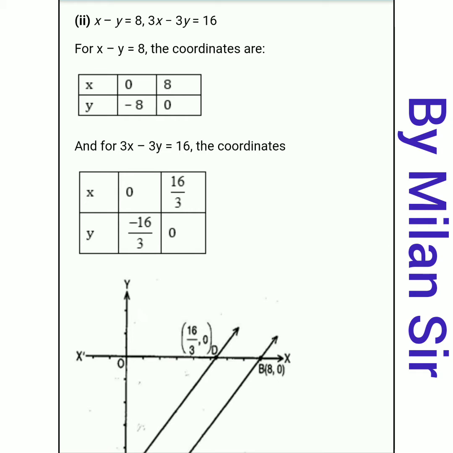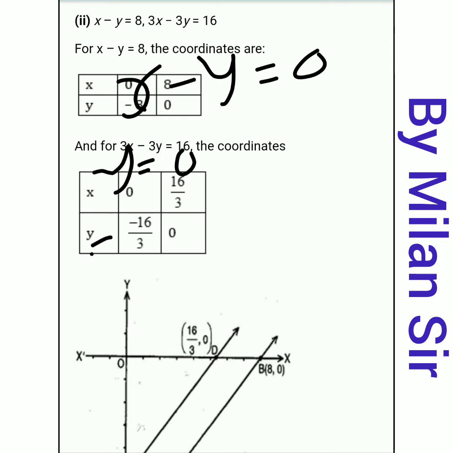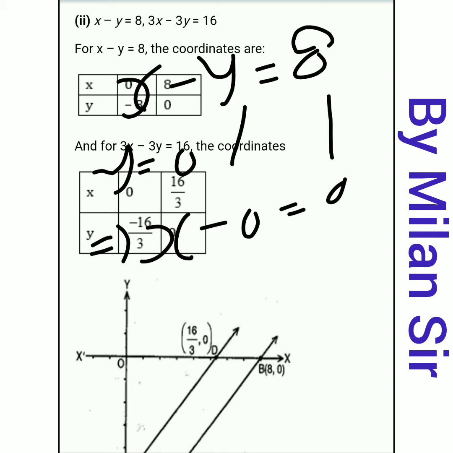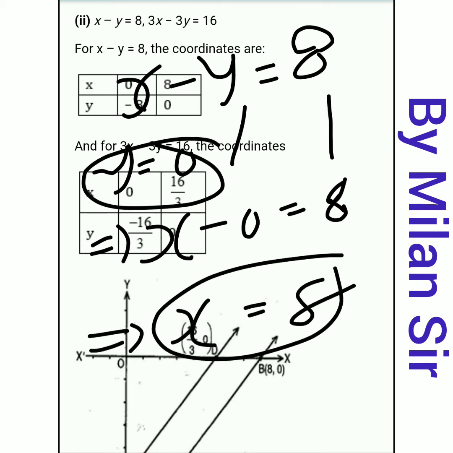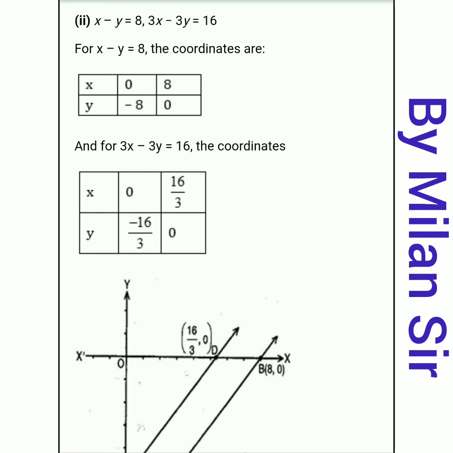Then the second point. This time put y equal to 0 and find x. So x as it is, in place of y 0, and the right hand side we have 8. So x minus 0 is equal to 8. We can ignore the 0. So x is equal to 8. If we put y equal to 0, we get x equal to 8. So our 2 points are ready for the first equation: 0, minus 8 and 8, 0.